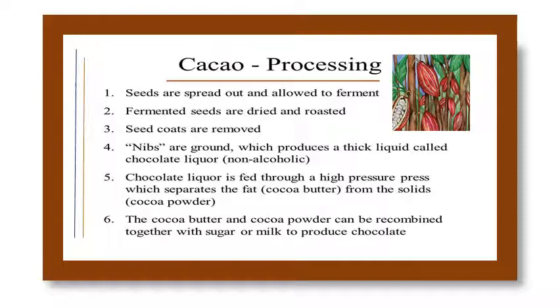First, seeds are spread out and allowed to ferment. Then, these fermented seeds are dried and roasted. Then after, seed coats are removed and nibs are obtained.